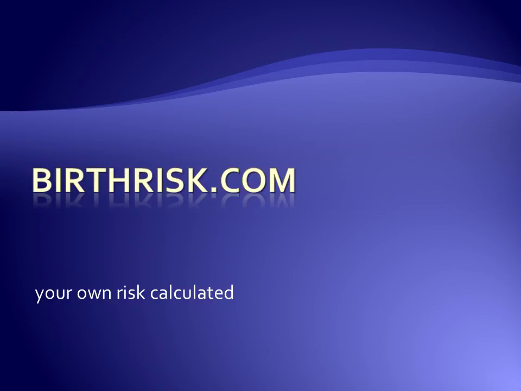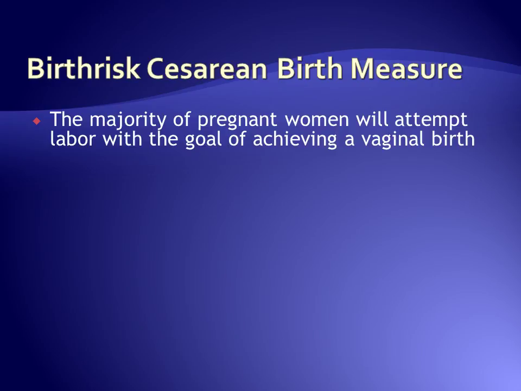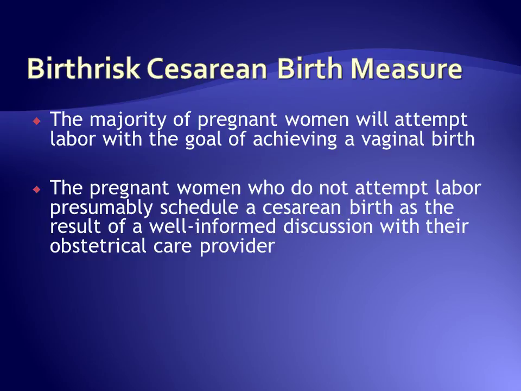In order to create a cesarean birth measure that doesn't have case mix flaws like the NTSV case mix, and more importantly accounts for the inherent risk of the women who are giving birth, I started with three simple suppositions. First is that the majority of pregnant women will attempt labor with the goal of achieving a vaginal birth. Second is that the pregnant women who do not attempt labor presumably schedule a cesarean birth as the result of a well-informed discussion with their obstetrical care provider.